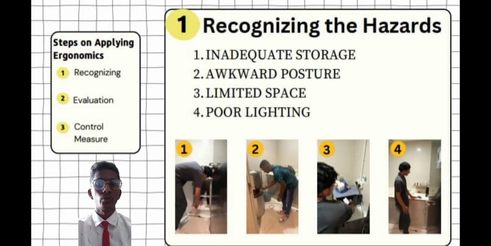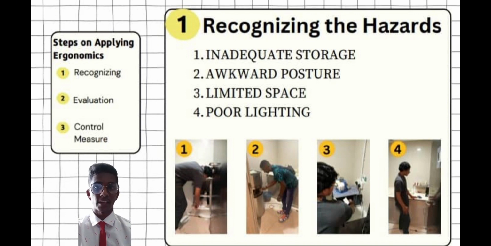Today I'm going to explain the steps on how we are going to apply ergonomics. The first step is recognizing, the second step is evaluation, and the third step is control measure. Now we are moving on to our first step, which is recognizing the hazard. As you can see in the first picture, we have inadequate storage as our hazard. The staff are having problems stuffing their things in the pantry.